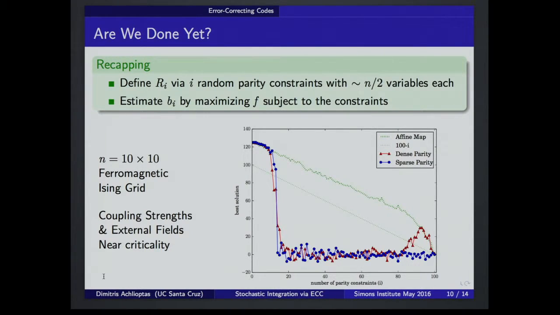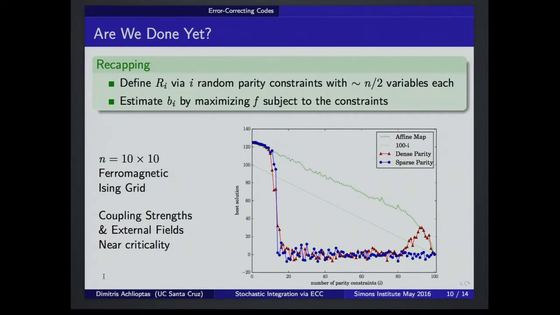So if we add a few parity constraints, then we are tracking the partition function very well. But after you add something like 15 parity constraints, then your solver dies. And the best solution that it can find is far, far worse than reality. And then it keeps track a little bit again near the very, very end. Dense parity is what I have been saying so far.